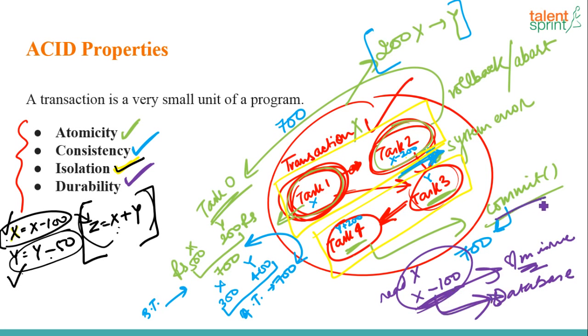The commit is a very crucial point of a database, because next time when you read the value of x from the database, it should be able to tell you whether it is correct or not, right? So your database should always be durable. And that concludes our ACID properties: atomicity, consistency, isolation, and durability.